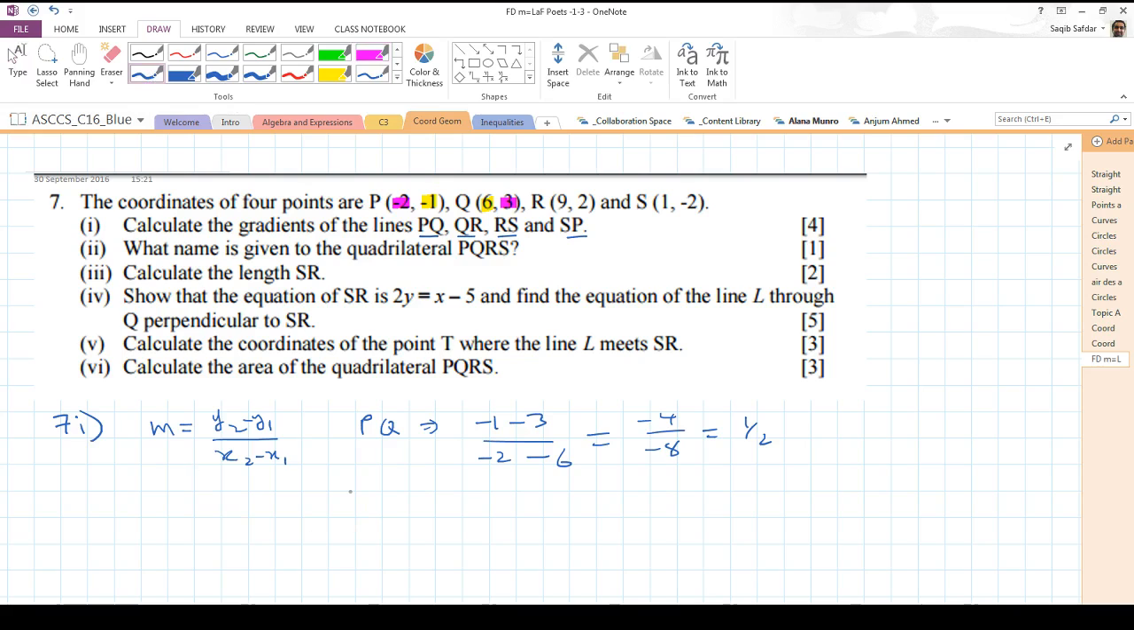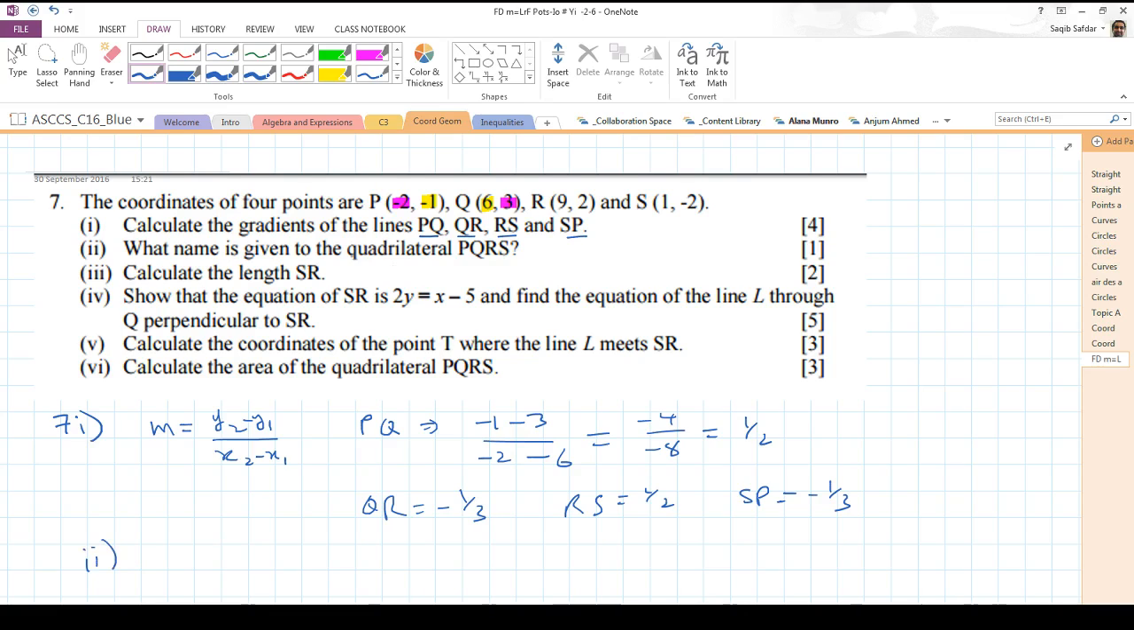If we do that for the other gradients, QR should be minus 1 over 3, RS equals a half, and SP equals minus 1 over 3. Alright, before I move on to part 2, is that okay? Any questions? Okay, no. Alright, part 2.